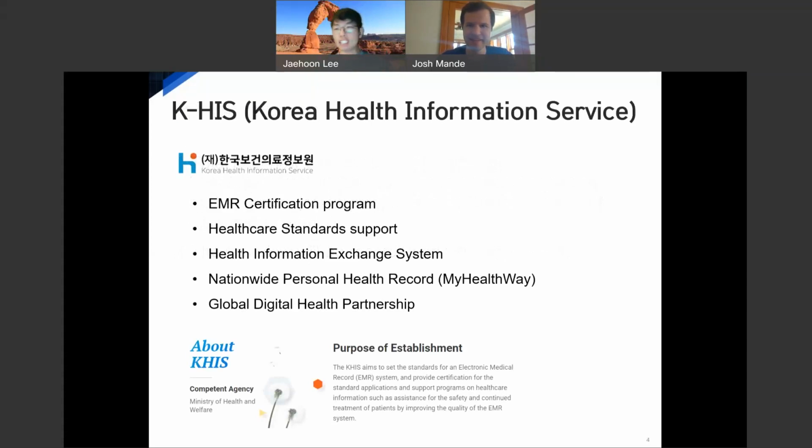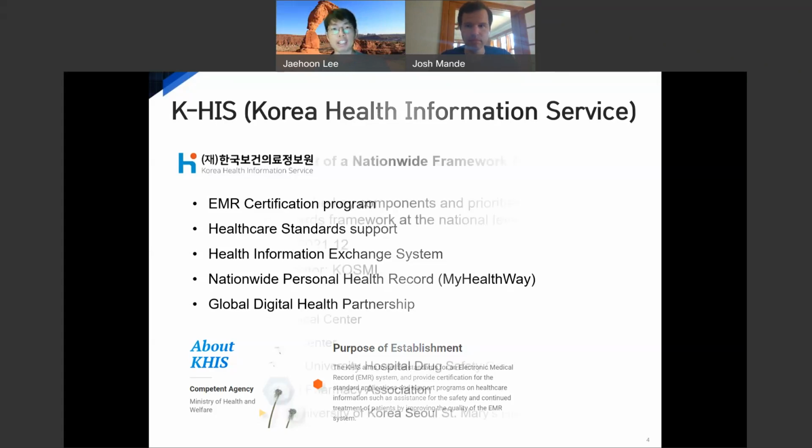About the organization, the agency doing this research is KHIS, the Korean Health Information Service. It's a pretty new organization under HHS in Korea, but you might consider it the Korean ONC, because the programs and projects they're doing are quite similar to what ONC is doing. They have an EMR certification program and HIEs and healthcare data standard support and things like that. And they have a lot of interest in interoperability and FHIR and standard vocabularies.